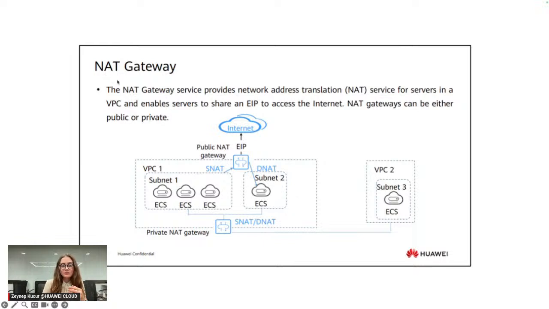NAT is known as Network Address Translation. Here we see SNAT and then DNAT. With SNAT, our resources use a single EIP to reach the internet. So when they're sending something, they're using a single EIP. And then DNAT does the exact opposite work. Traffic from the internet comes to a single EIP, and DNAT does the destination network address translation.